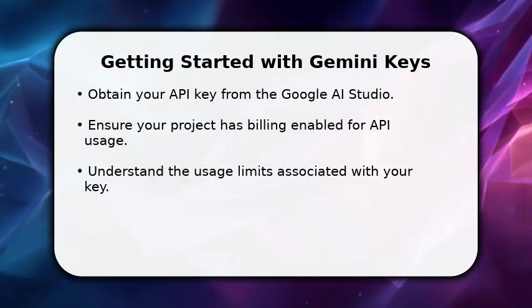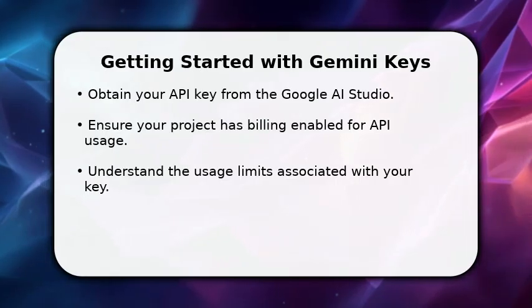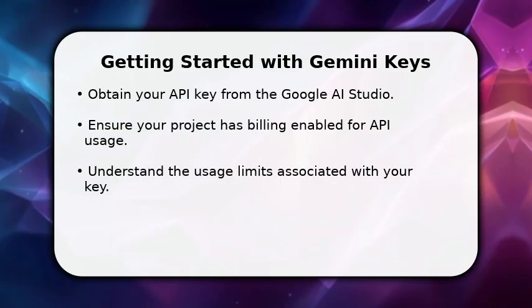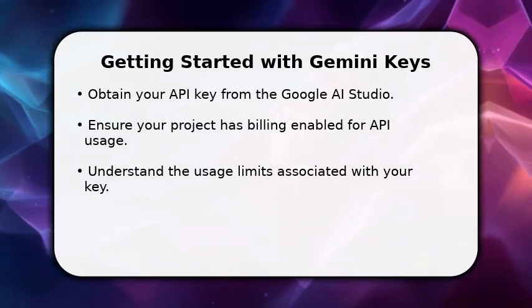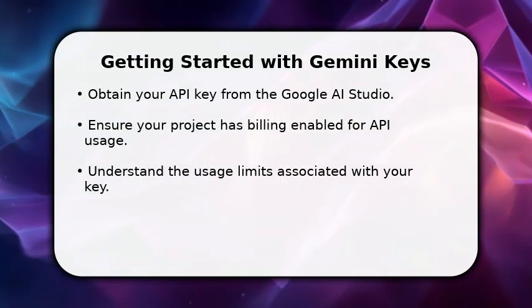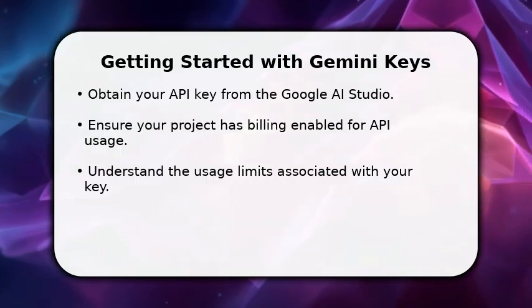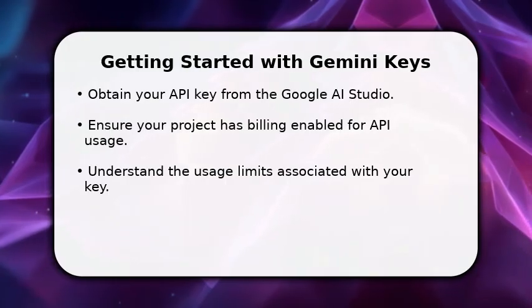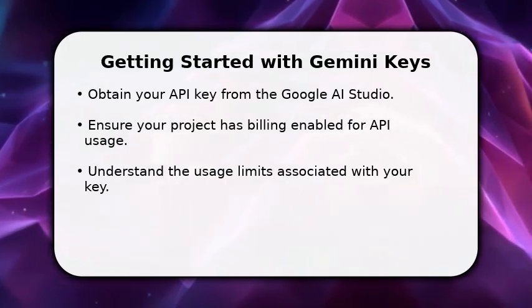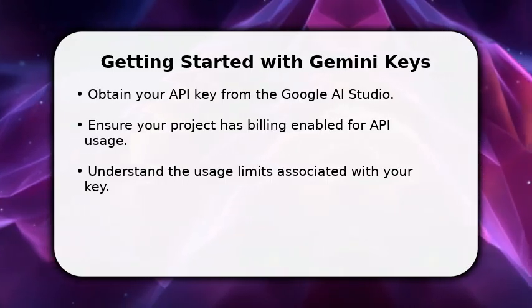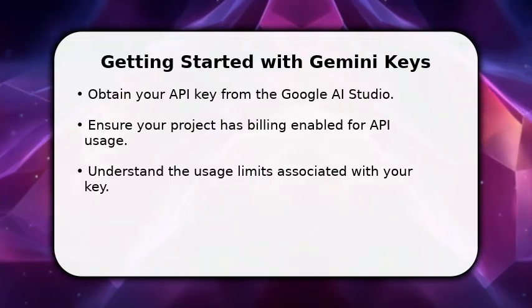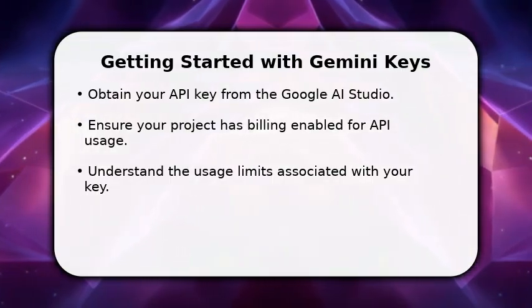In this video, I will explain how to use a Gemini key. First, navigate to Google AI Studio to generate your unique API key. This key is essential for authenticating your requests to the Gemini API. Remember, you'll need to have billing enabled on your Google Cloud project to access the full range of features and avoid service interruptions. It's a straightforward process to get started.